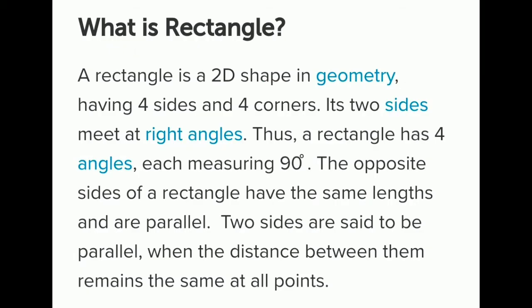A small revision. What is a rectangle? A rectangle is a 2D shape in geometry having 4 sides and 4 corners. Its two sides meet at right angles. Thus, a rectangle has four angles, each measuring 90 degrees.